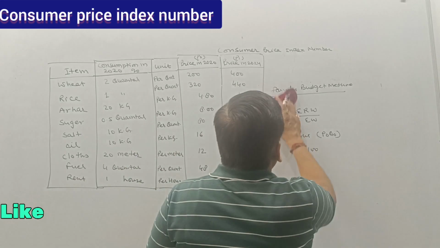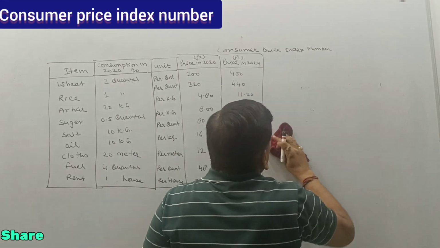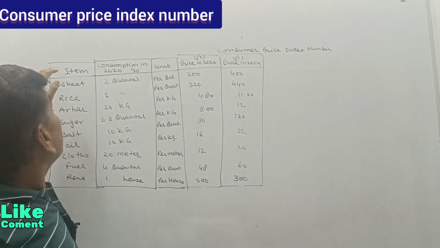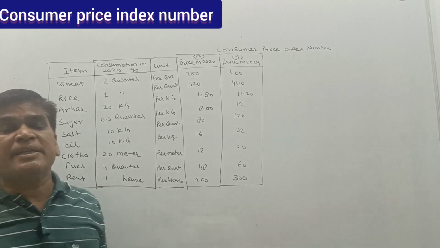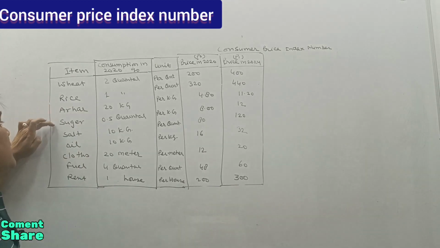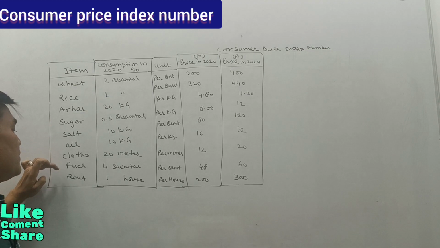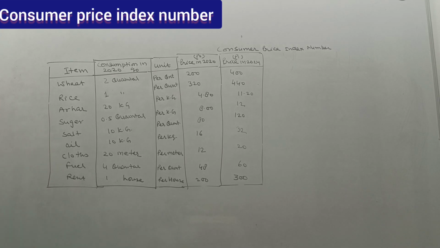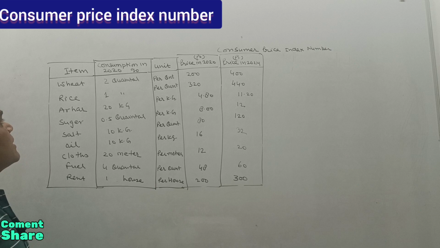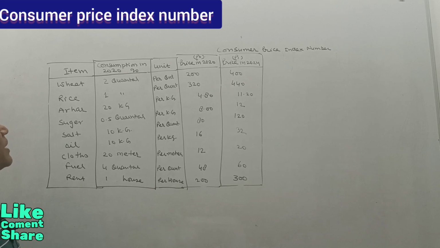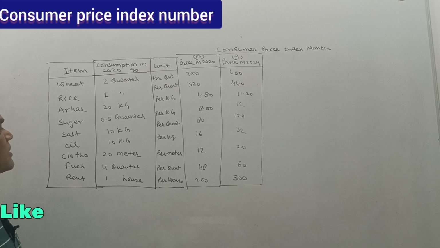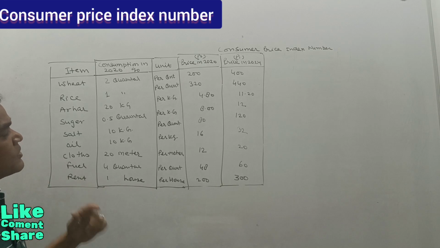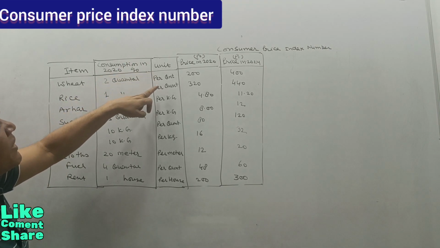So firstly, I have taken a question. This question has come many times in examinations. The items given are used by a family: wheat, rice, arhar dal, sugar, salt, oil, cloth, fuel and rent. The consumption in 2020 by the family is: wheat 2 quintals, rice 1 quintal, arhar dal 20 kg, sugar half quintal, salt 10 kg, oil 10 kg, cloth 20 meters, fuel 4 quintals, and rent 1 house.